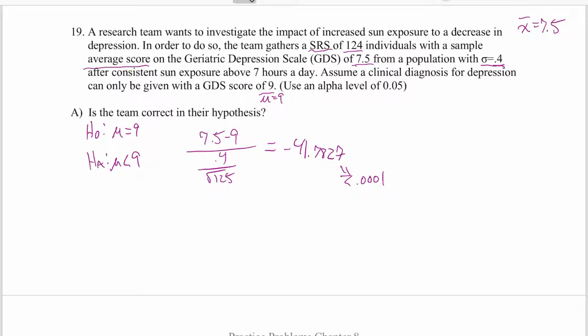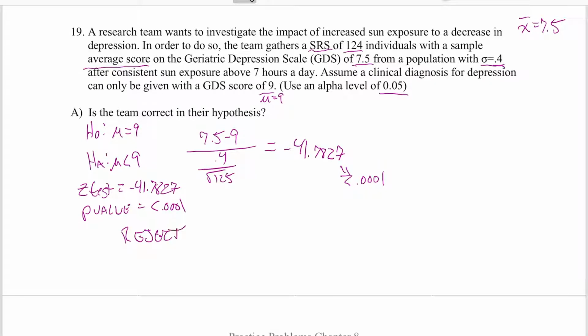So we go here, we can write out our z-test, or our statistical test is going to equal negative 41.7827, and our p-value is going to equal less than 0.0001. When we keep going, are we going to reject or fail to reject the hypothesis? Well, if we have an alpha level of 0.05 and we have a very small p-value, we're going to reject the null hypothesis.